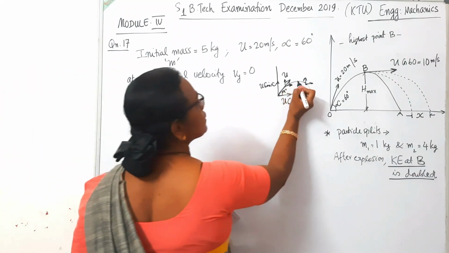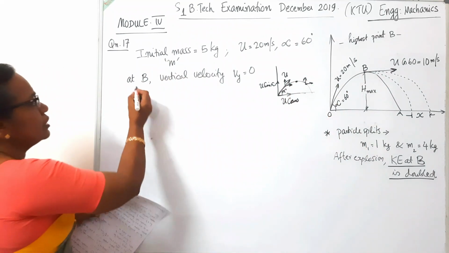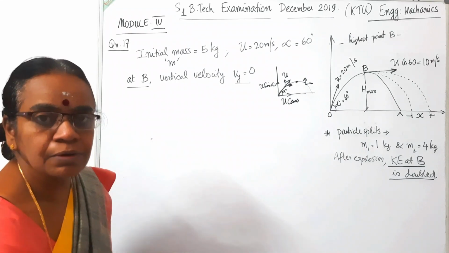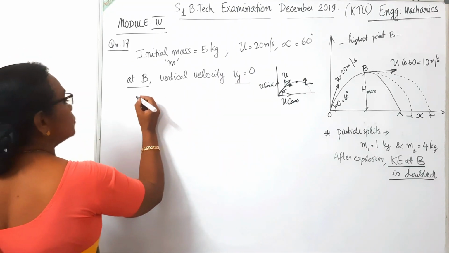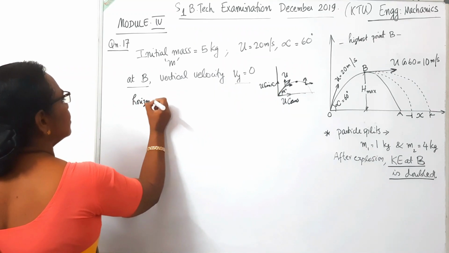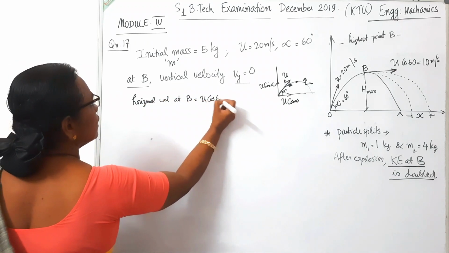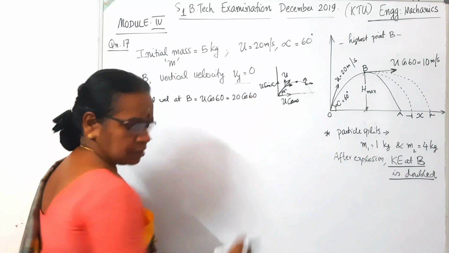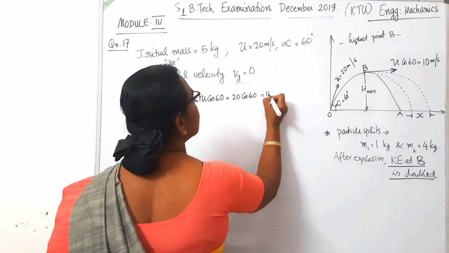When it reaches the maximum height, at this maximum height point, the velocity will be only horizontal. At the highest point, the vertical component of velocity will be 0 and the particle will have only horizontal velocity. So the horizontal velocity at that particular point is U cos alpha, U cos 60. So let me write the horizontal velocity at B is equal to U cos 60. U is 20, so 20 cos 60 works out to 10. So the velocity is equal to 10 meter per second.